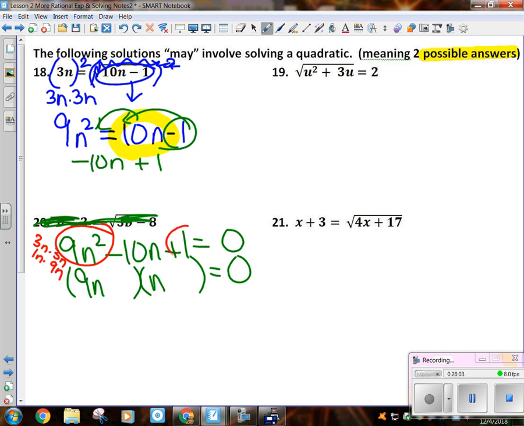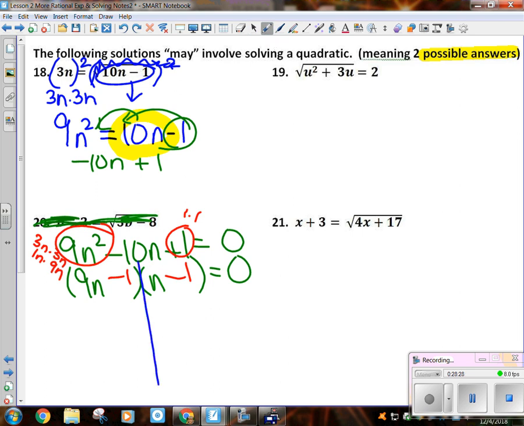How do you get 1? 1 times 1. Now, the last term is positive, so I'm going to add to get 10. Actually, I'm going to add to get negative 10. Minus, minus. And that works. Negative 1, negative 9 gives me negative 10. I factored it. Now I need to split and solve.